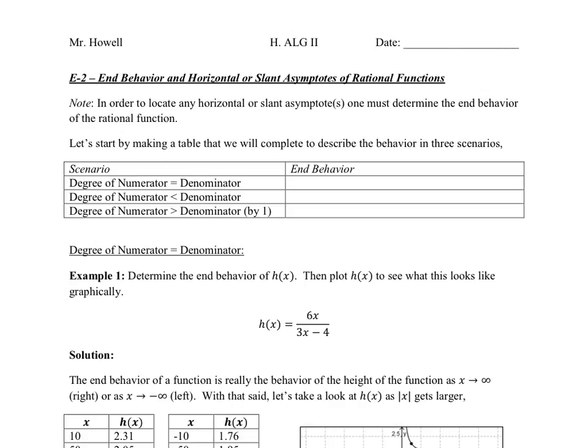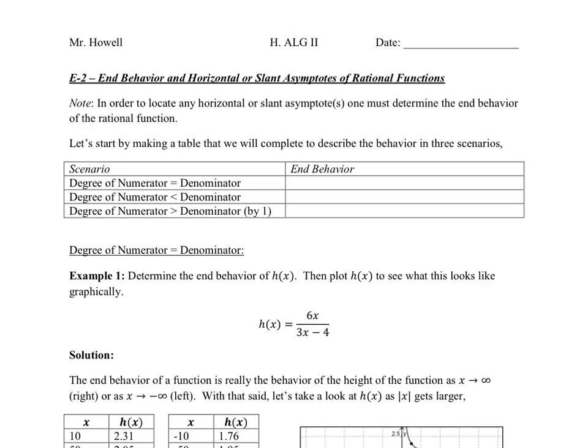We see we've got a function with this 6x over the quantity 3x minus 4. If we're looking at this one, what are the degrees of the numerator and denominator here? Annette? 1. They're both 1. Sorry. They're both 1 in this case. Now, let's jot that down. Write down that the degree of the numerator equals the degree of the denominator. The degree of the numerator itself equals that of the denominator.